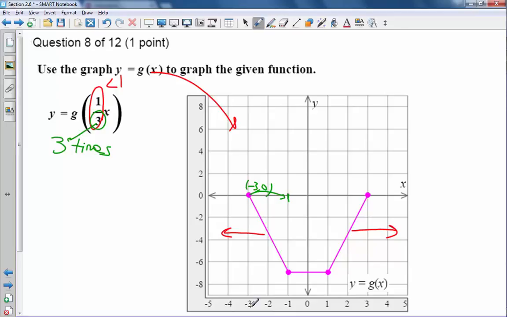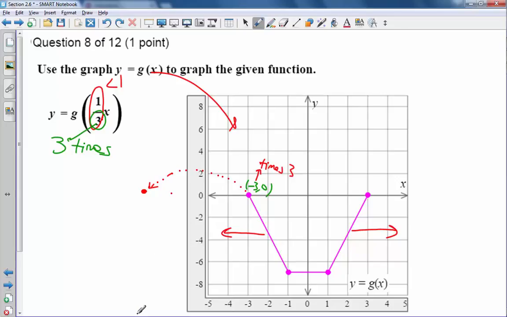So it's not -1, it's what? -9. This will become 3 times. Only x coordinates change for horizontal stretch and shrink, y stays the same. So it's going to be 3 times minus 3, which is minus 9. Where is minus 9? 4, 5, 6, 7, 8, 9. There you go. This went all the way here.